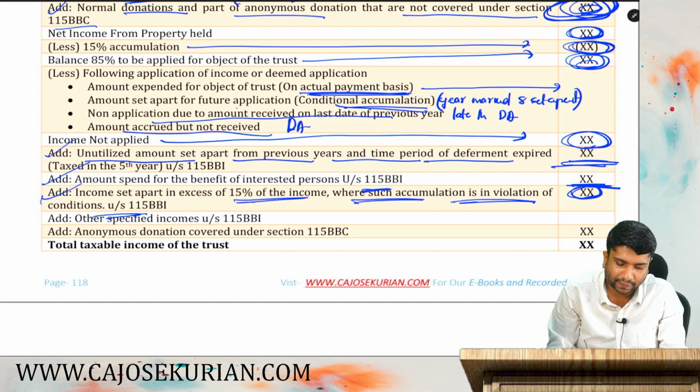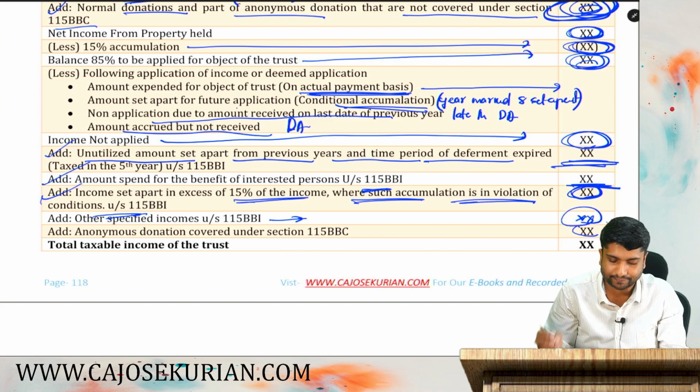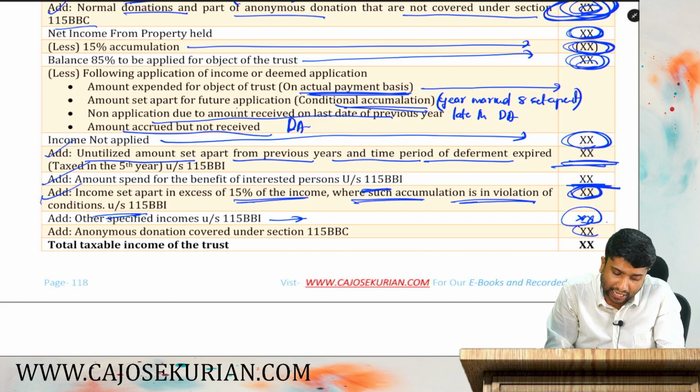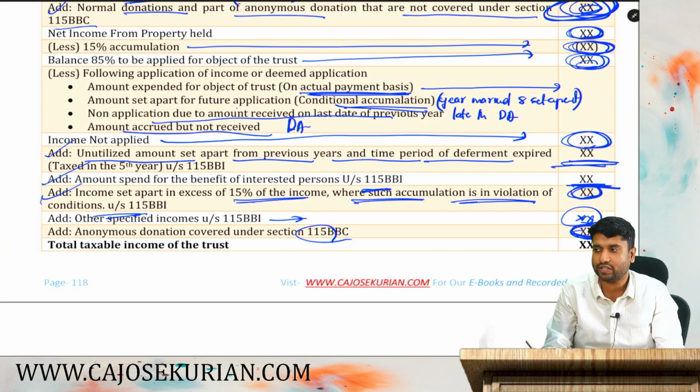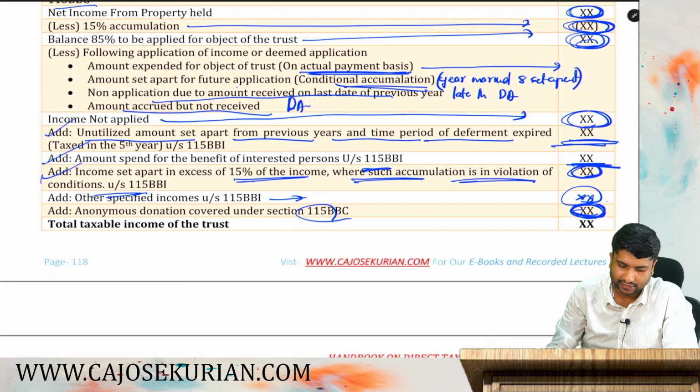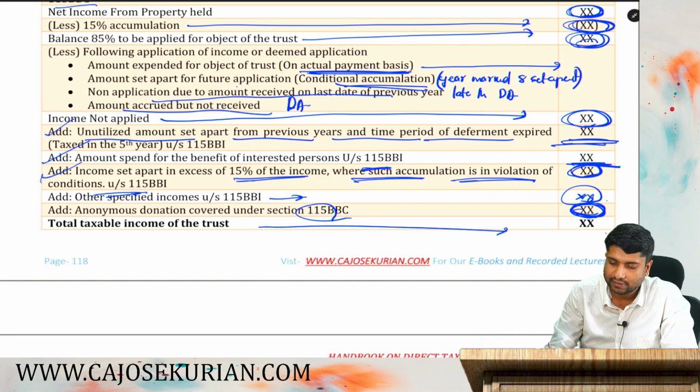Then other specified income under BBI, all the other items also should come over here. Then anonymous donation covered under 115BBC also should come here. If you have any anonymous donation, that also should come over here. And finally you will get income, that is taxable income of that particular trust.